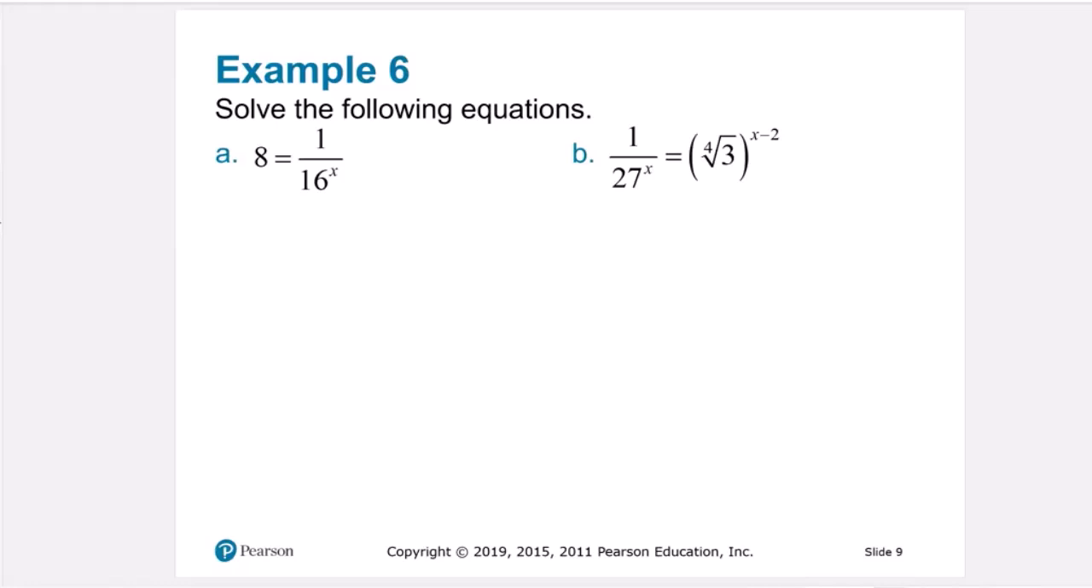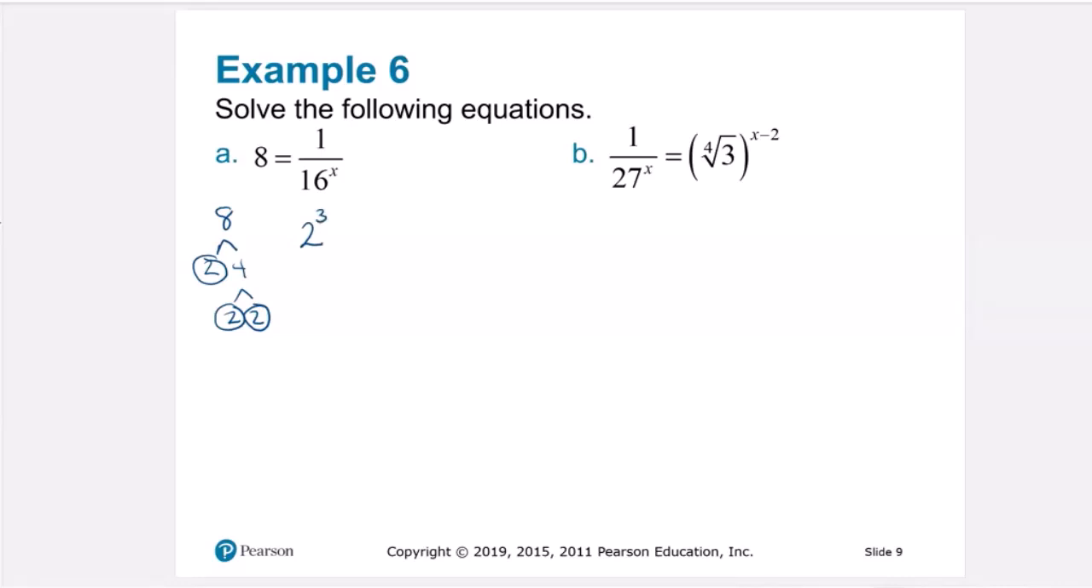If I start with 8, I can do a factor tree. 8 is 2 times 4, and 4 is 2 times 2. Notice all of these are 2's. 8 is the same as 2 to the third power.